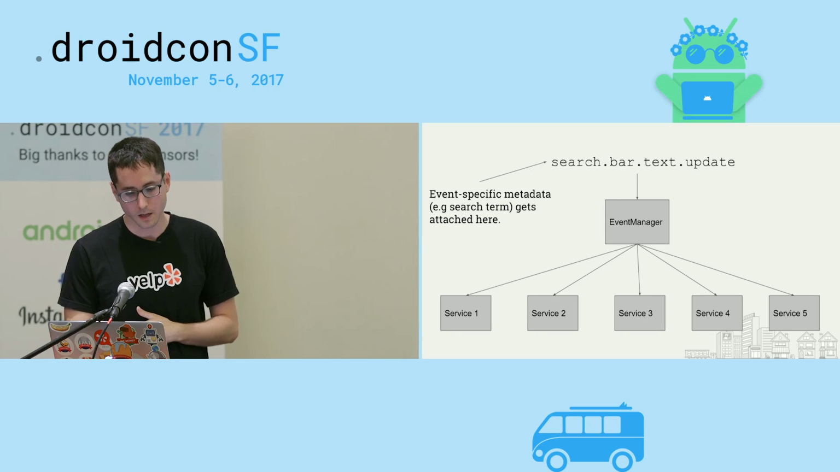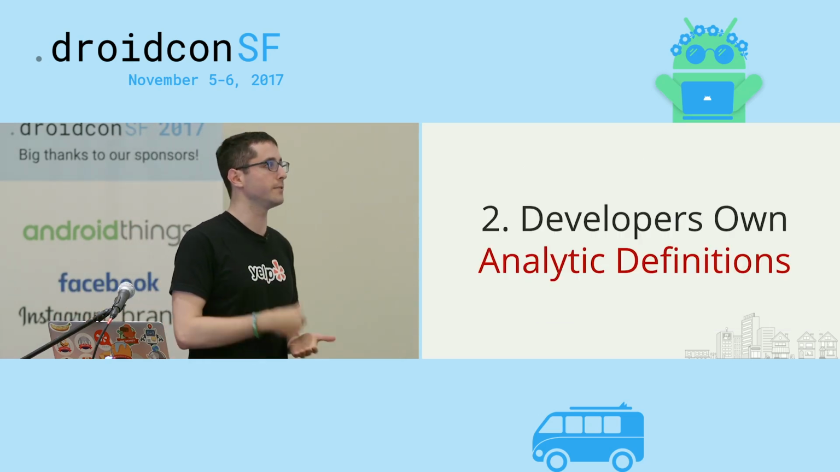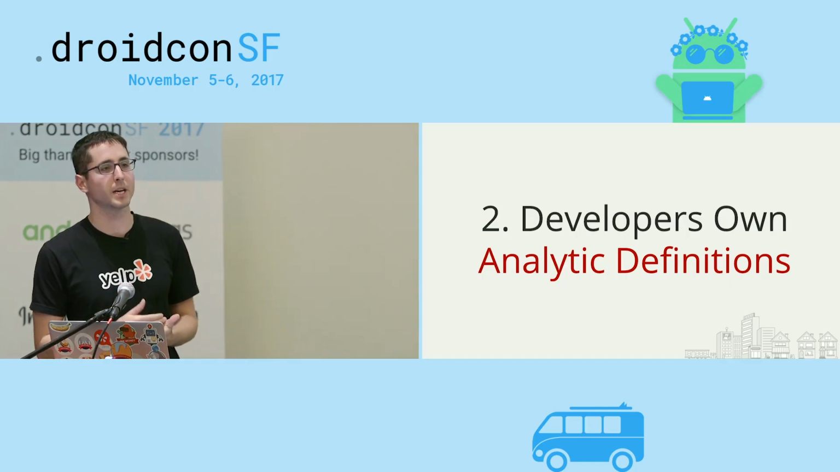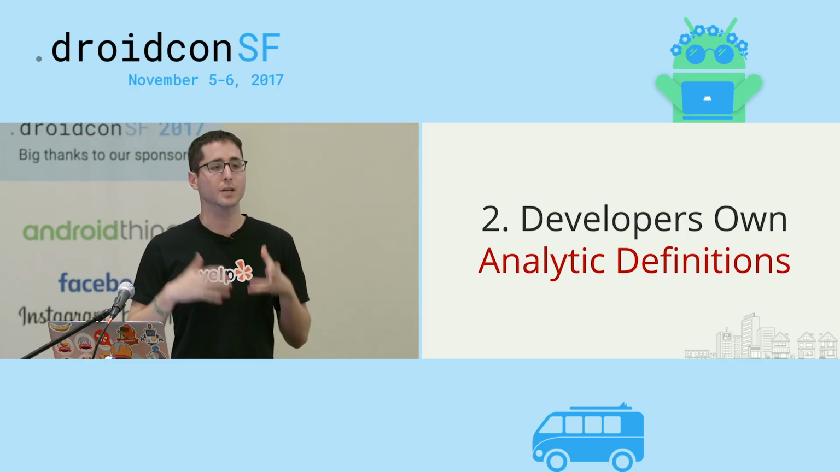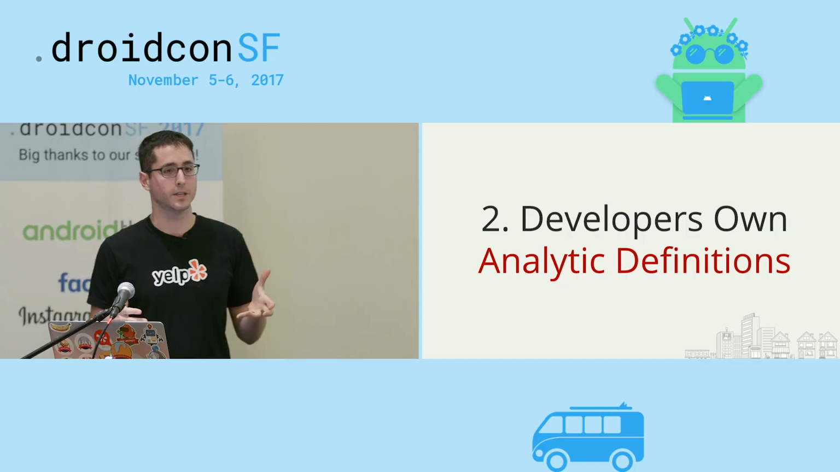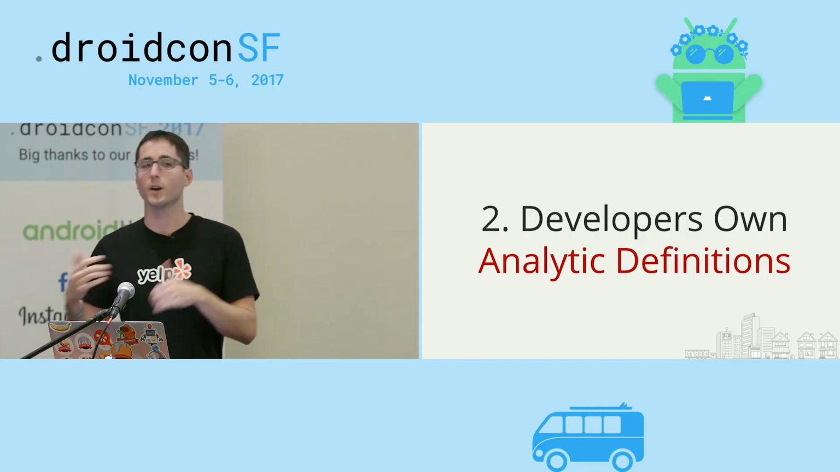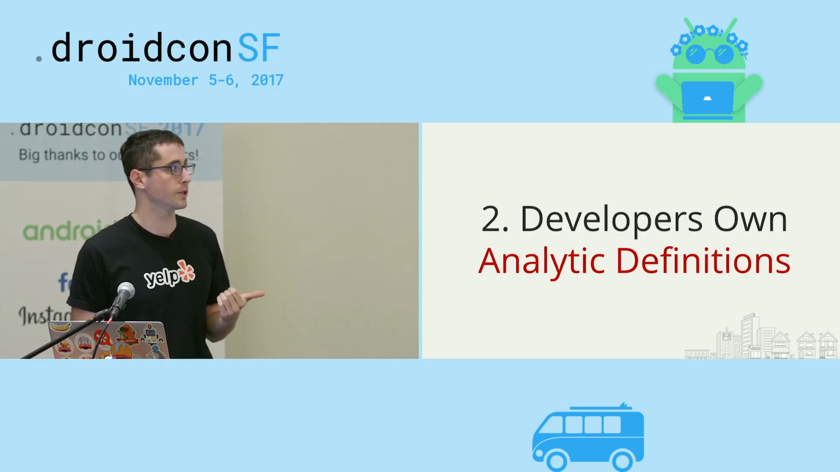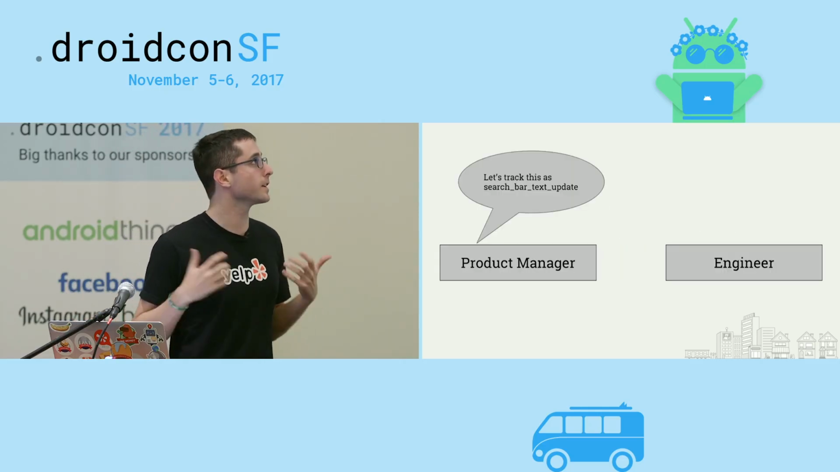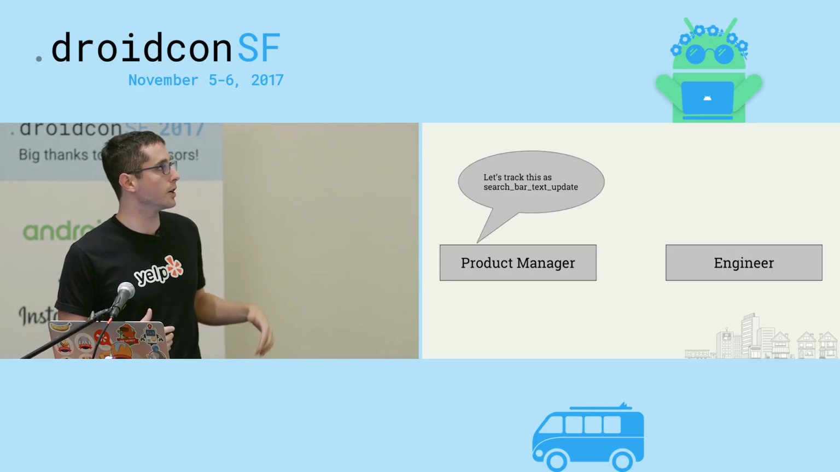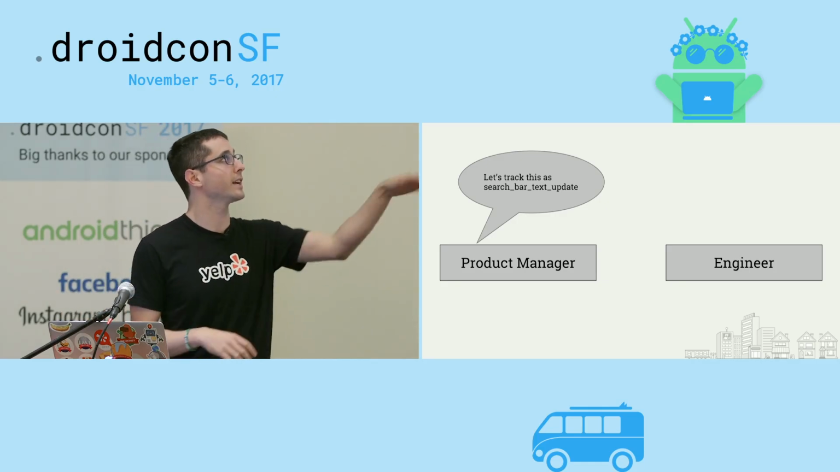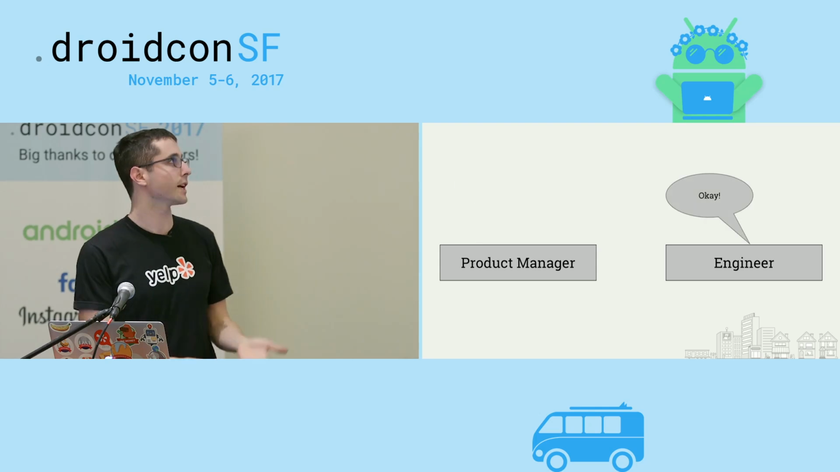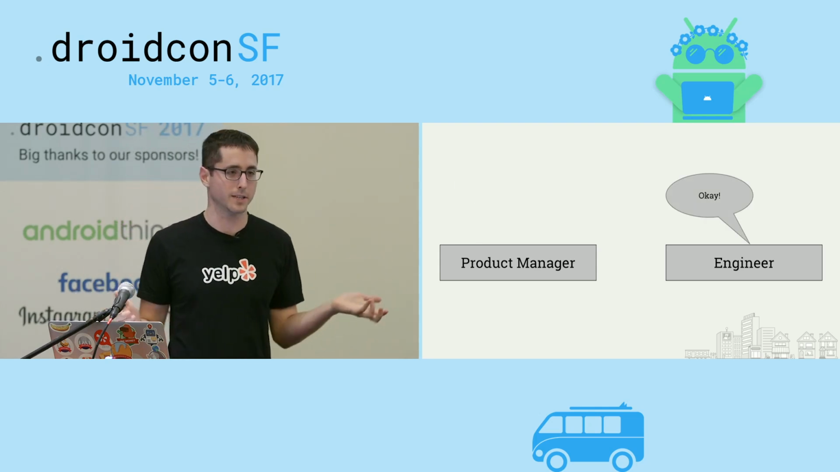The second thing that's really important is that developers own analytic definitions. I think this is important to call out because sometimes it can be easy to think that the actual processing and analysis and the definition of the data is the responsibility of product managers or data analysts or business operations. And that can lead to some really pernicious situations. For example, your product manager says, we need to track this thing. Track it as search underscore bar underscore text underscore update. And you're just like, OK, cool, we'll do that, because I don't care about how this data looks.